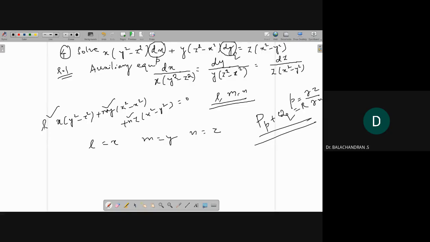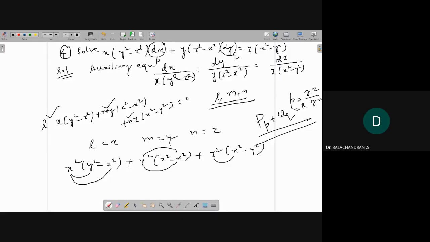So if you multiply by x here, you'll get x square into y square minus z square plus m equal to y. So y square into z square minus x square plus n. N is z, so z square into x square minus y square. I need to check whether it is equal to 0. So x square y square is here, and x square minus z square, x square plus z square.